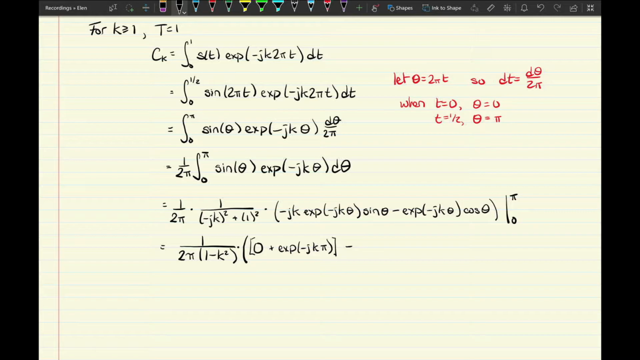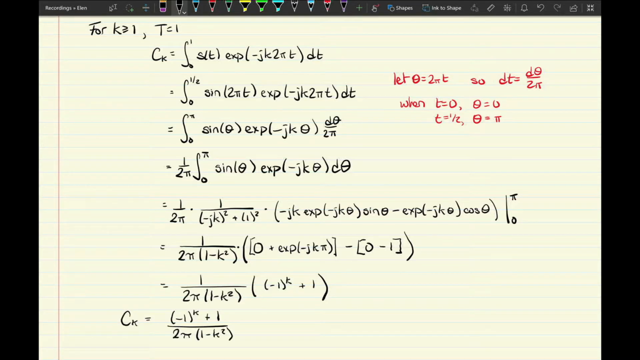Luckily, when we plug 0 into the exponential function, the exponential to the power 0 just gives us 1 as well. Now, the only thing left to simplify here is this exponential function, e to the power negative jk pi. Well, e to the negative j pi is equal to negative 1. When we raise that to the power of k, we end up with negative 1 to the k. So that leaves us in the brackets here with negative 1 to the k plus 1. And that gives us our Fourier coefficients.